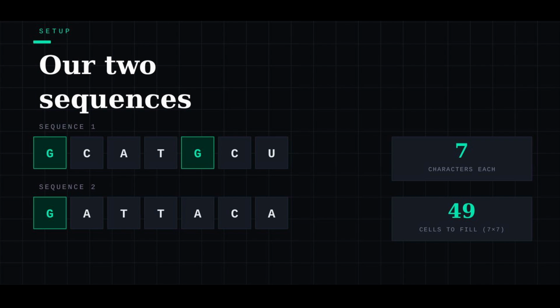Here are our two sequences, GCAT-GCU and GATT-ACA. Both are 7 characters, so our matrix will be 7 by 7. That's 49 cells to fill.